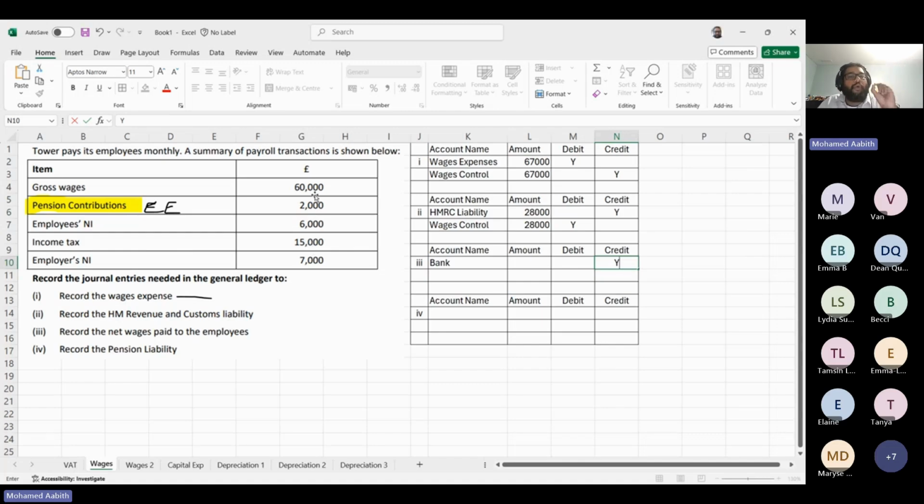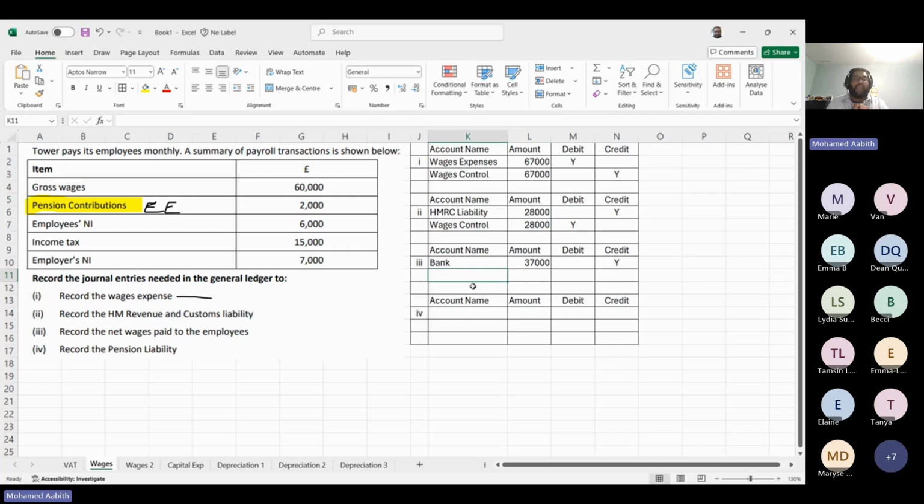But how much was my gross wages? 60,000 pounds. So once those deductions have taken place, 23,000 pounds worth, how much is my net wages going to be? The net wages is going to be 37,000 pounds. This is the amount I'm going to pay out to my employees.